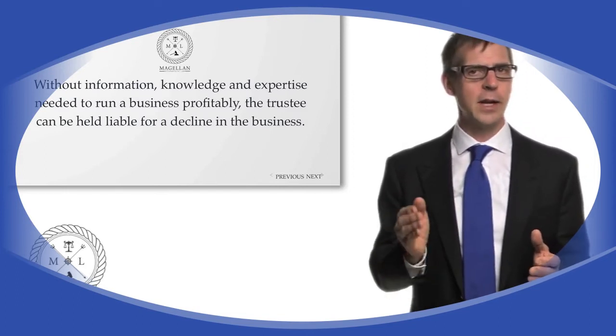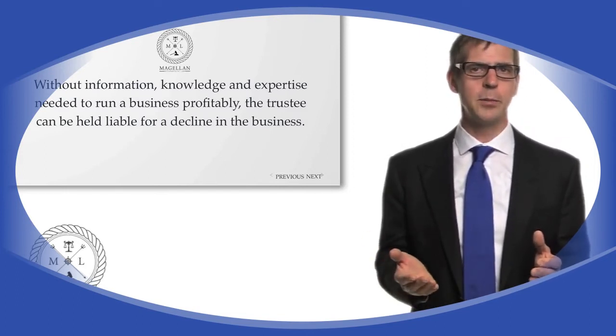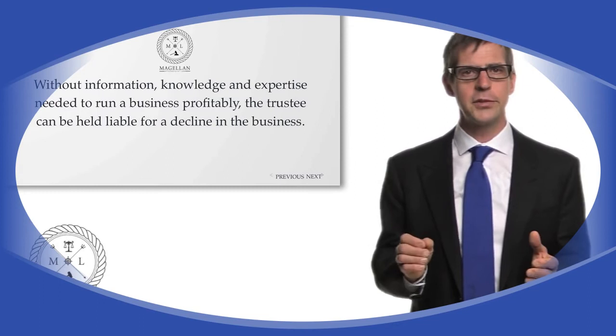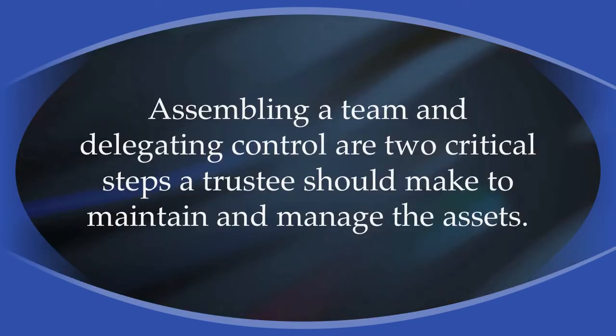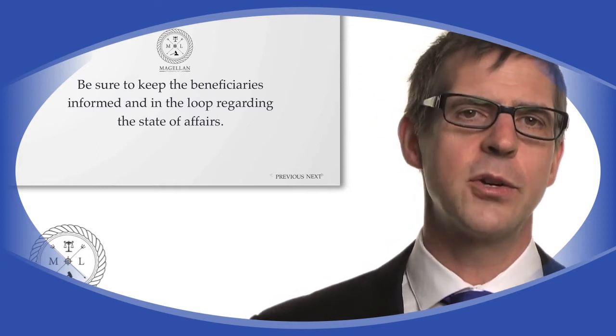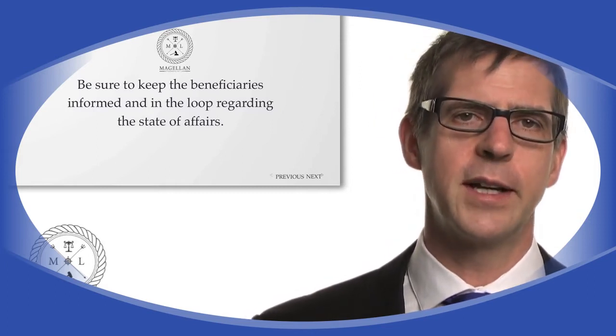Without information, knowledge, and expertise needed to run a business profitably, the trustee can be held liable for a decline in the business. Assembling a team and delegating control are 2 critical steps a trustee should make to maintain and manage the assets. Make sure to keep the beneficiaries informed and in the loop regarding the state of affairs.